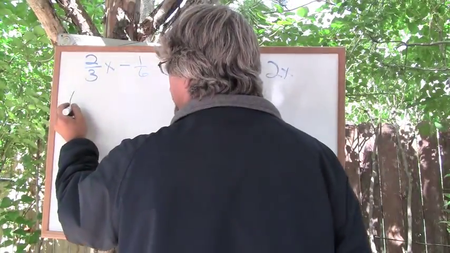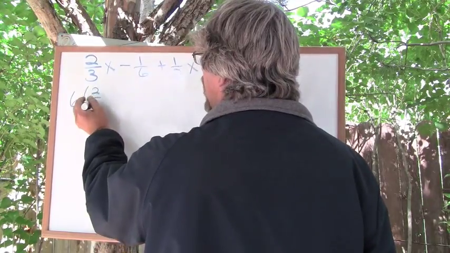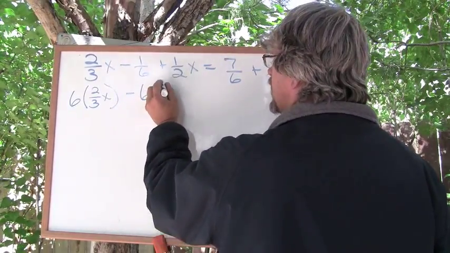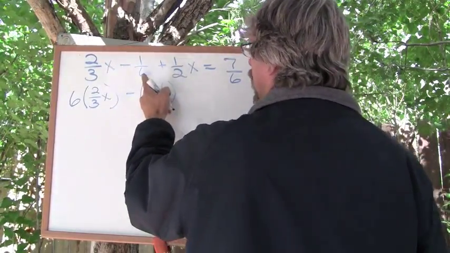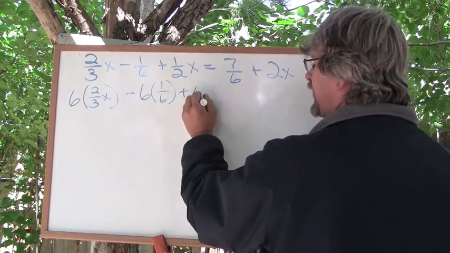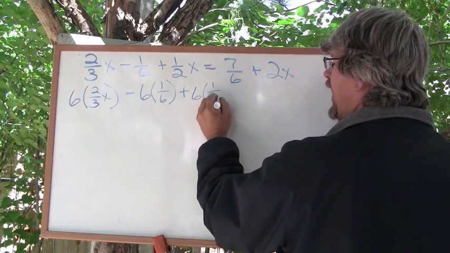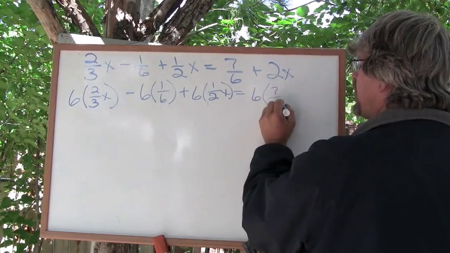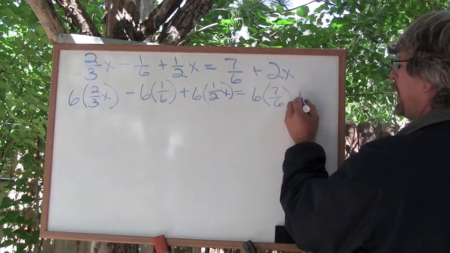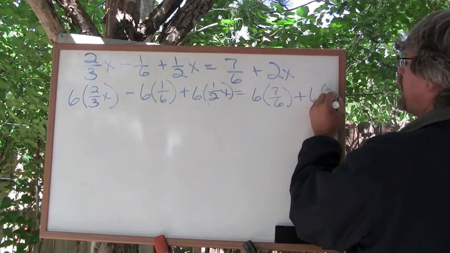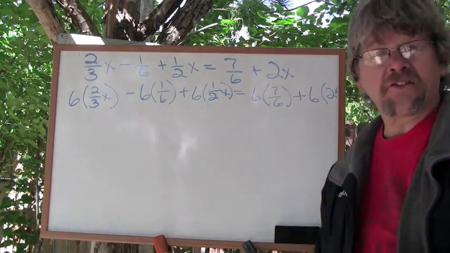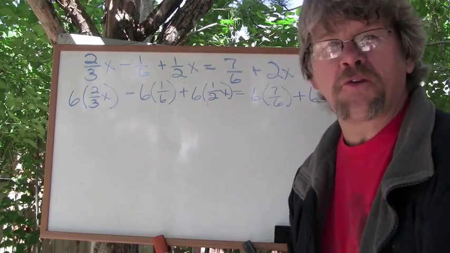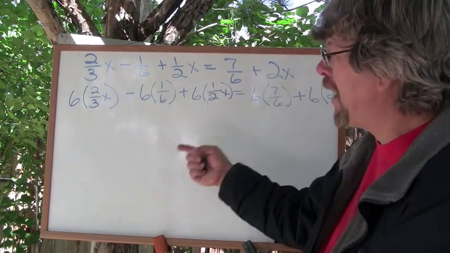So we want to multiply this by 6, 2/3 x minus 6 times 1/6, multiplying it by that term, plus 6 times 1/2 x equals 6 times 7/6 plus 6 times 2x. Wow, that's a lot of multiplying, but watch what this does. It is so beautiful and easy how this works. You're going to love this.